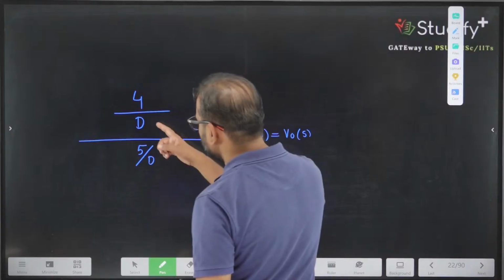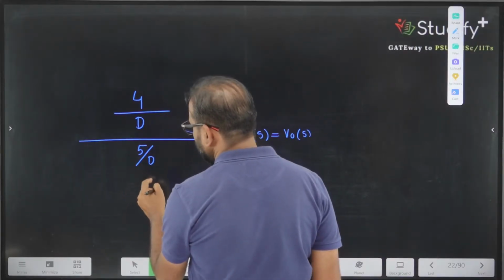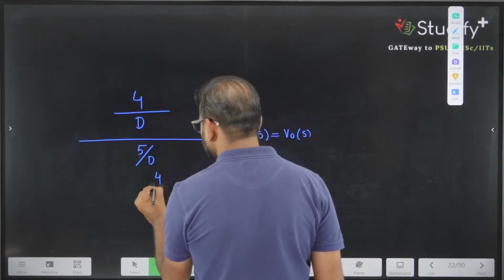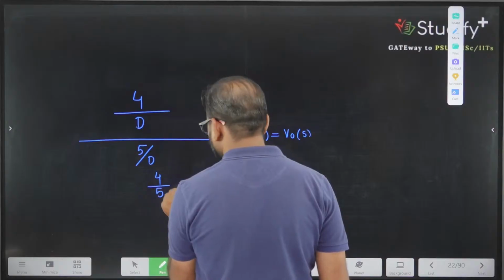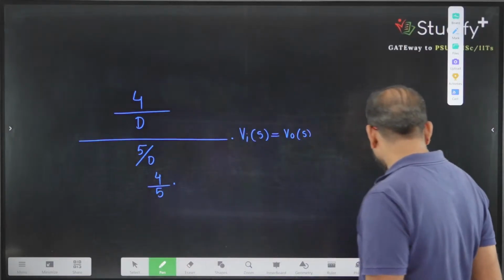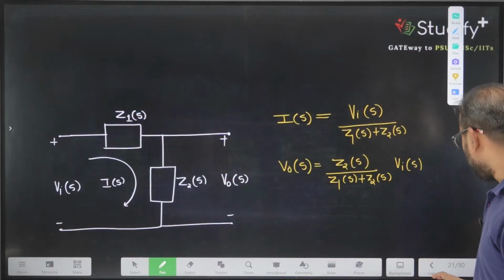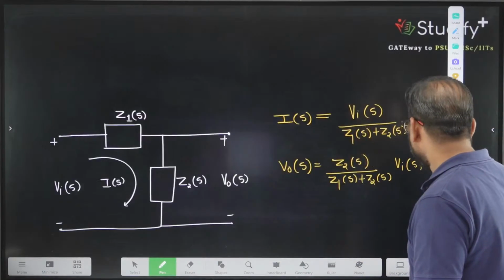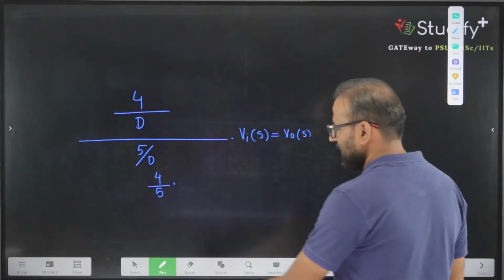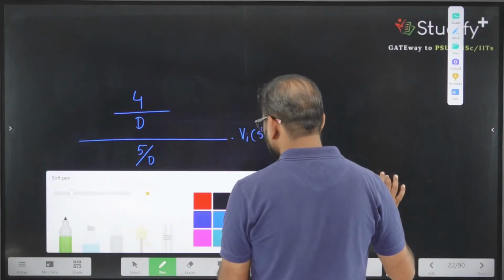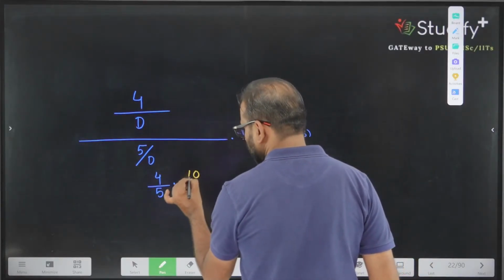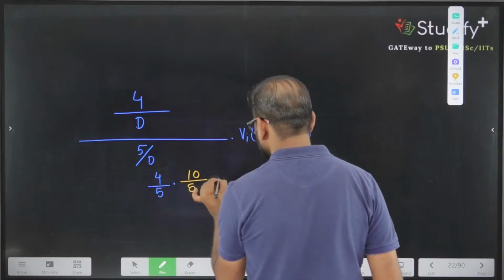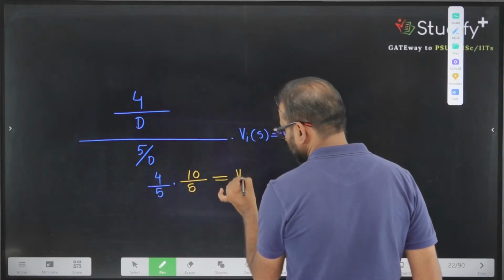How much will this value be? 4 divided by D, and D divided by 4 by 5 times of VI of S. What is VI of S? Input. What is input? Input here is 10 times of ut, and the Laplace transform of 10 times of ut will be 10 by s. So can I say the VI of S is 10 divided by S. This value is V output of S.